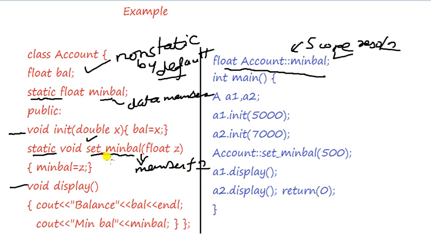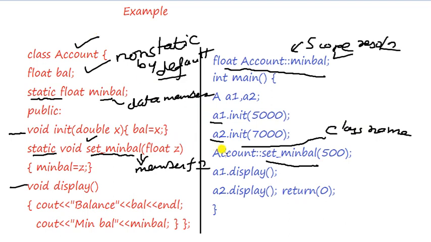Say here init, in this case. Why are you using a1? Because init is specific to an object, that's why a1. a2.init is specific. But set min balance is not specific to any object. It is common for the class. That's why you are using the class name here. Account is the class name you have defined here. You can see this is your class name. The same thing you are using here. Then a1.display. This is how static and non-static data members and member functions you have to use.